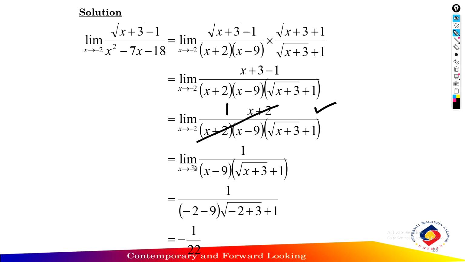The limit as x approaches negative 2 of 1 over (x minus 9) times (square root of (x plus 3) plus 1). Substitute negative 2 into the function: (negative 2 minus 9) times (square root of (negative 2 plus 3) plus 1), and the answer equals negative 1 over 22.